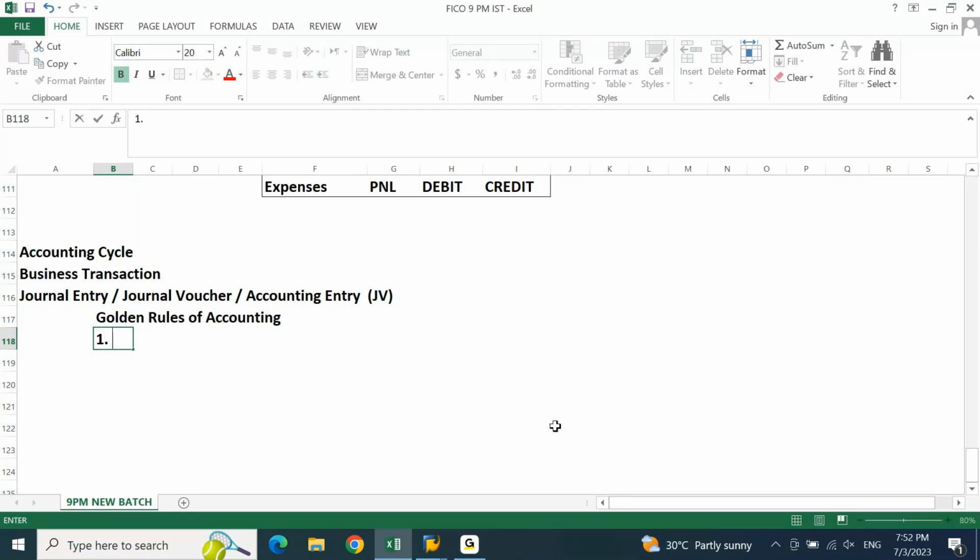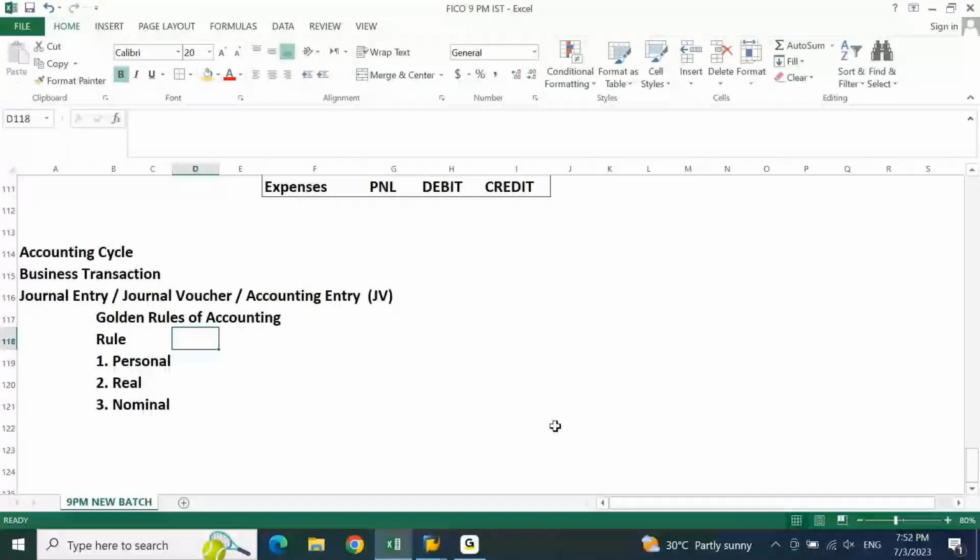The first one is the personal account, the second is the real account, and the third is the nominal account. I'll write this as a rule, and against each rule you will have a debit and a credit. According to the personal account, what will be debited?